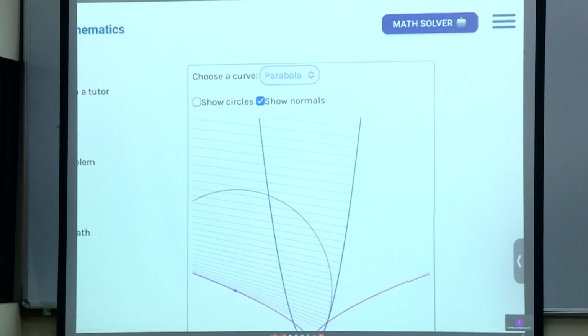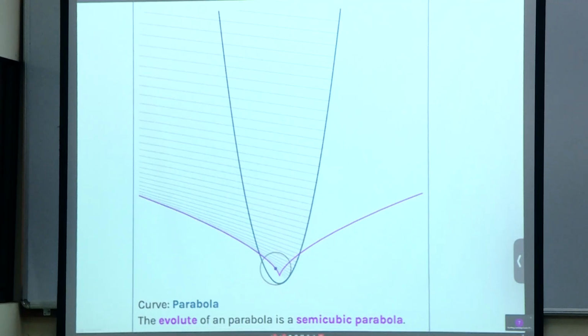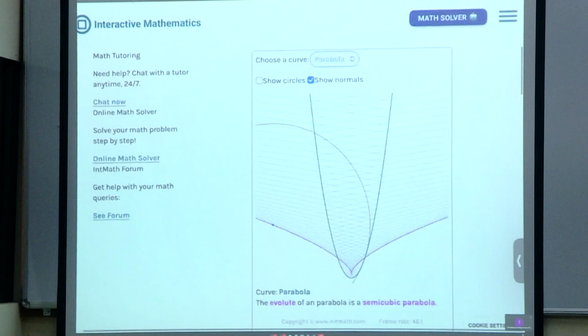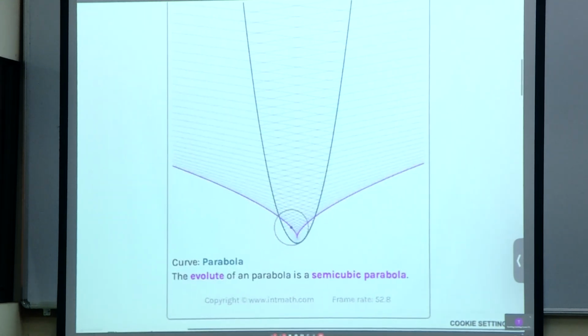This is the example of a parabola. In the case of a parabola, which is the blue curve, you get this pink thing. It's called a semi-cubical parabola, because a parabola is of the form y equals constant times x squared, but the evolute of the parabola, this new pink curve, will be of the form y equals constant times x to the power of 3 by 2. It's semi-cubical: x to the power 3 is cubical, x to the power 3 by 2 is semi-cubical. So it's called a semi-cubic parabola. Here again, you can see that it's the center of curvature that is tracing the evolute.